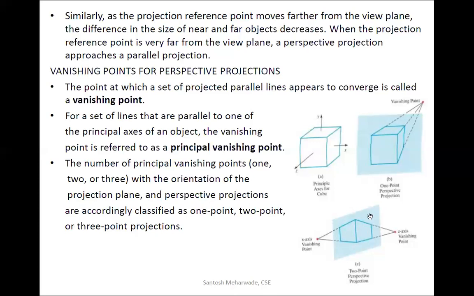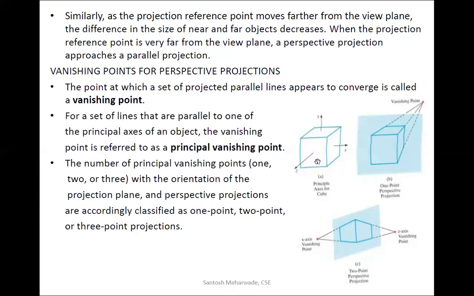See here, for the 2 point you are going to get two faces of the cube. This is with respect to the x-axis vanishing point, and this is with respect to the z-axis, which indicates that projections are taken from this side, and similarly projections are taken from this side. So we are going to get both faces of this cube. That we call a 2 point principal vanishing point.